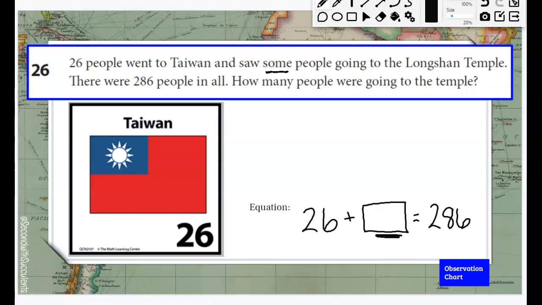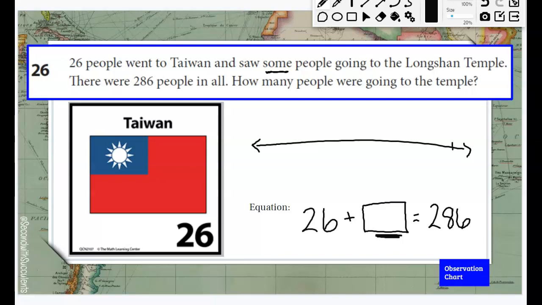I'm going to solve this problem using the open number line. If you solve this problem in a different way, I'd like you to solve it on your open number line with me now. Draw your number line. We need to find this missing part. That's the difference between 286 and 26.